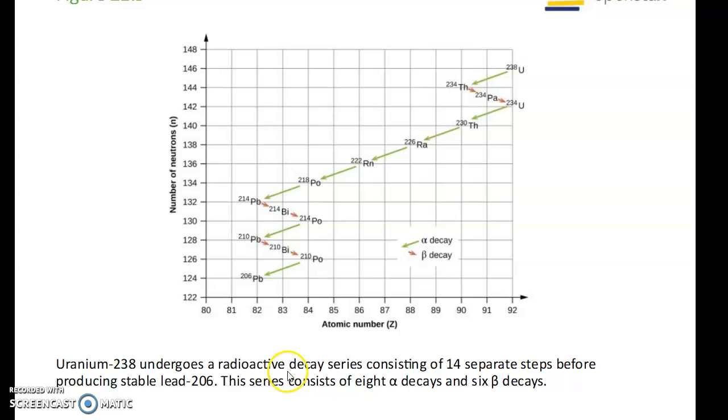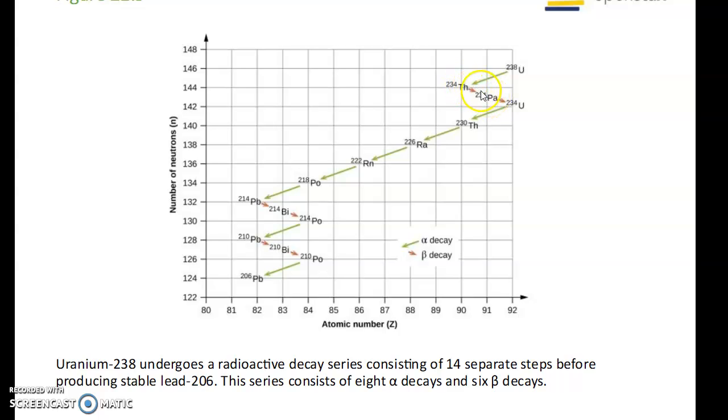Now, uranium-238 undergoes radioactive decay in a series of 14 separate steps. Okay, so you start off up here, U-238. First, it drops down to thorium with the emission of an alpha particle. It goes to protactinium. Okay, the atomic number hasn't changed, but the atomic number changes. However, the overall weight does not change.